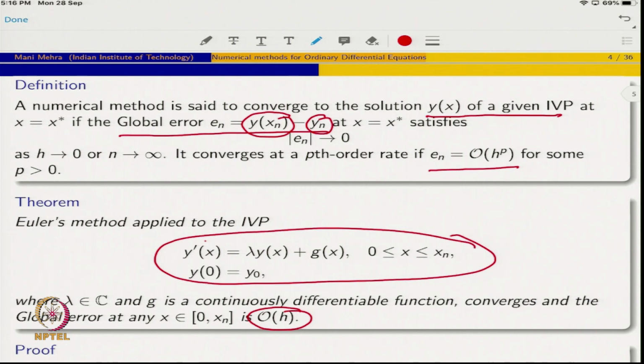So, here we will see this more formally. Just for simplicity, we have taken a specific value of f of x, y, which is lambda y plus g of x.